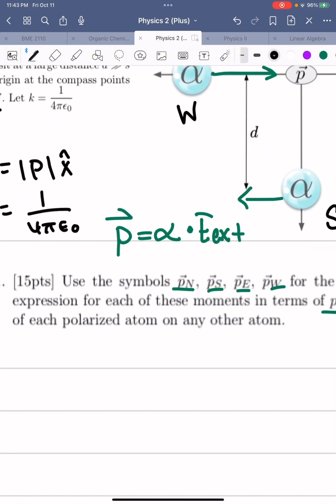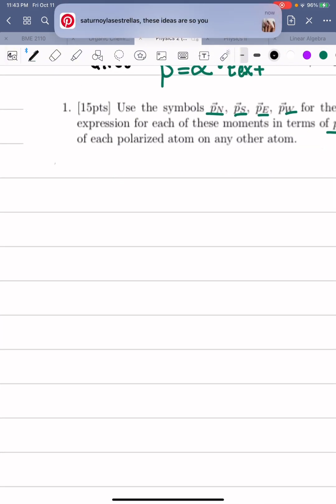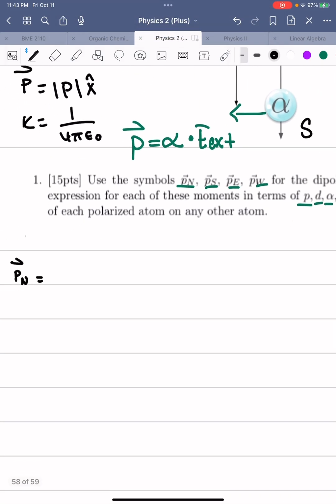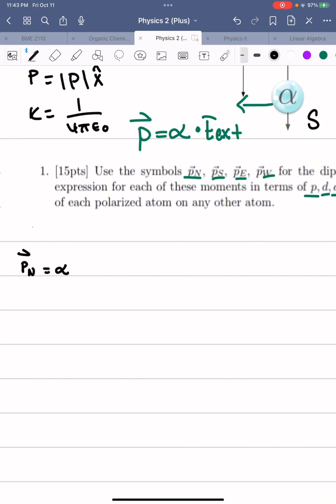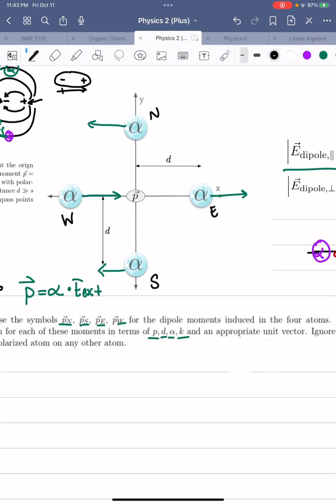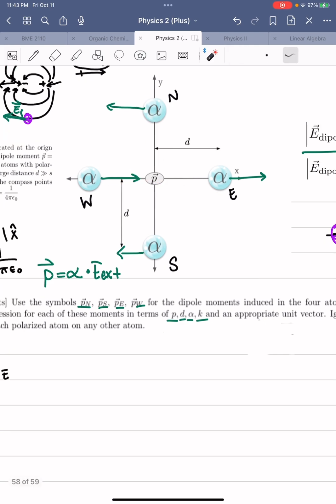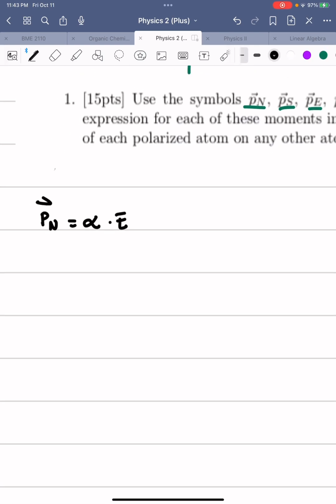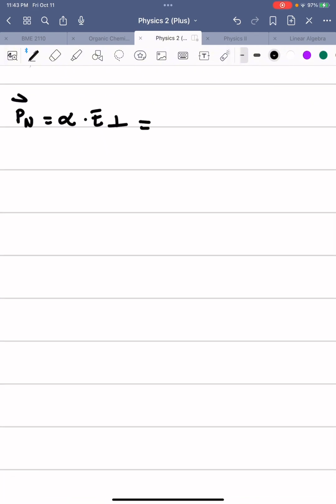I'm going to go back to black. We're going to calculate it for each one. So P north equals, we have to calculate it with these symbols, alpha times, and what electric field formula are we going to use? It's perpendicular to our dipole, so we're going to use the perpendicular one.